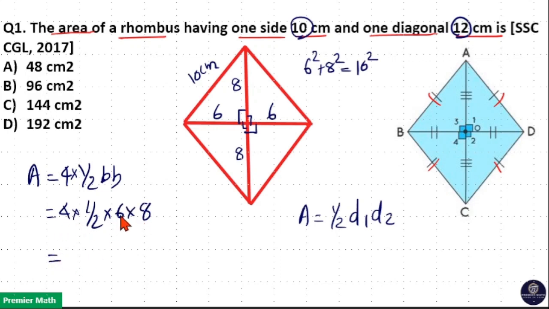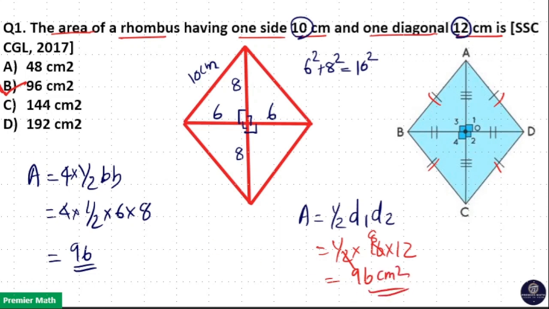So this will become 6 into 8, 48. 48 into 2, 96. So option B is your answer. Option B is your answer. Now if you do this, half into 16 into 12, this is also 2 goes 8 times in 16. 8 into 12 is equal to 96 centimeter square. So if you don't know this formula, just use the triangle concept.